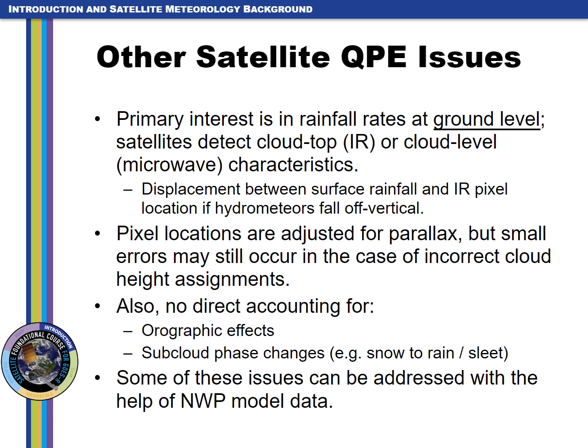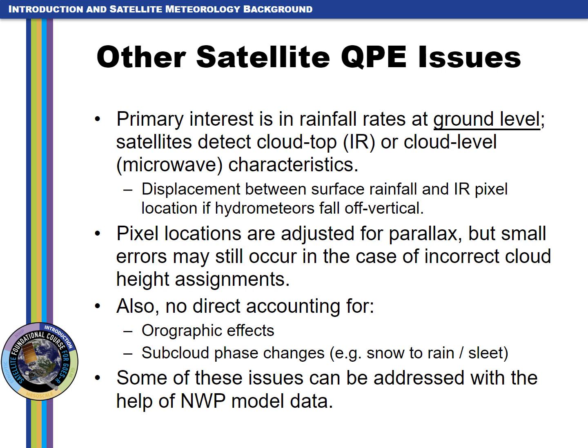When using satellite QPE, it is critical to remember that while our primary interest is in rainfall rates at ground level, satellites detect cloud top or cloud level characteristics. One of the differences between the two can be location. In sheared environments, rain rate shafts are not vertical, so the surface rainfall can be displaced by up to a few pixels from the locations indicated by the IR imagery.